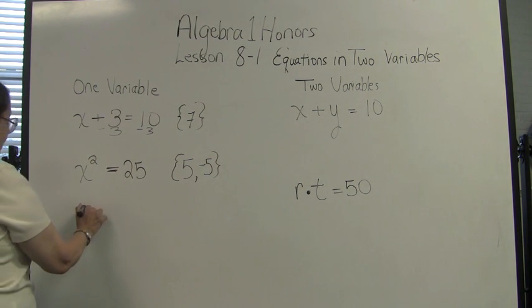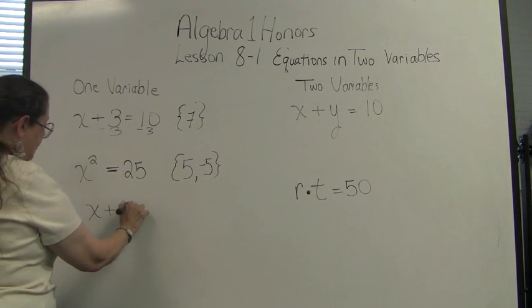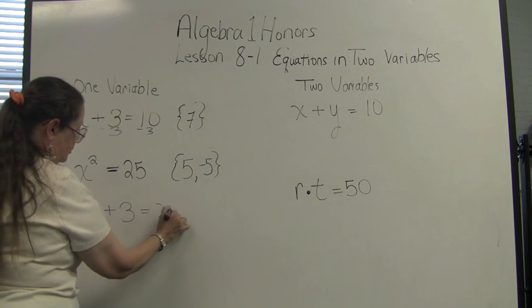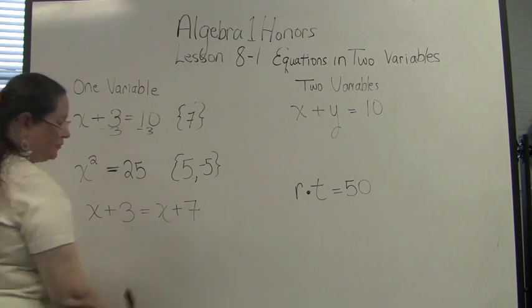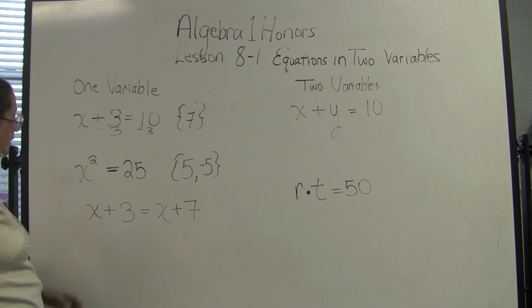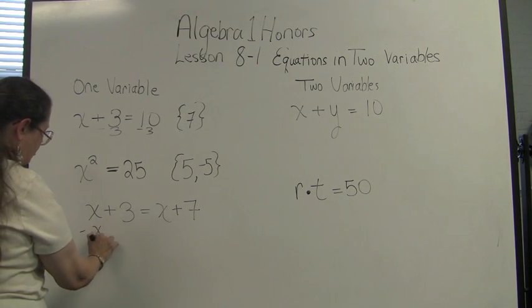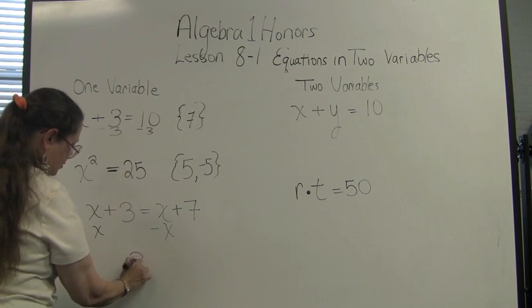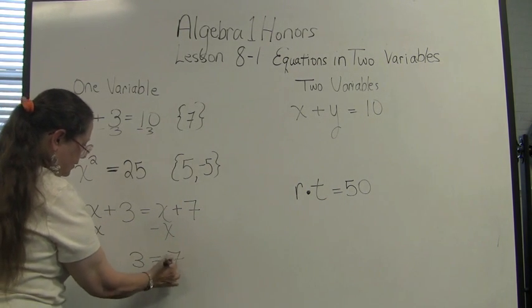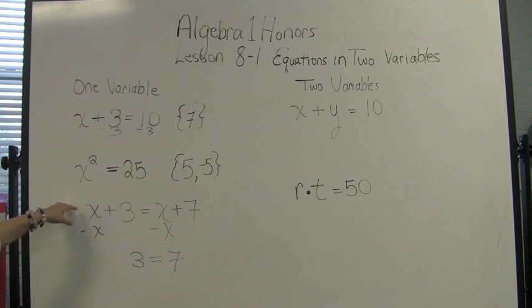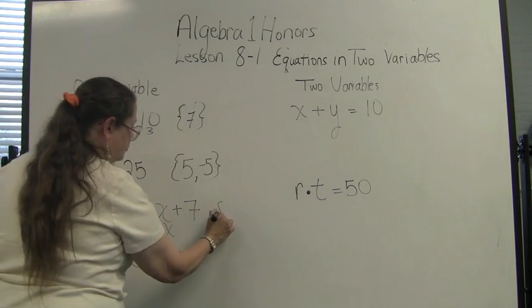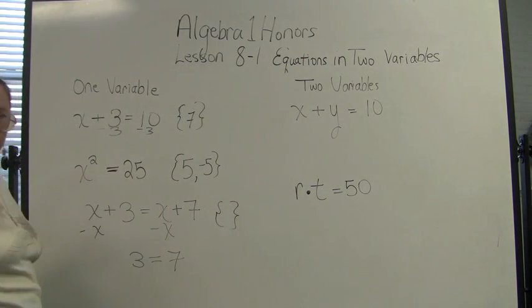If we had x plus 3 equals x plus 7, let's take x away from both sides, 1x on each side, and we get 3 equals 7. So this is an example of an equation where there's no solution. So we'd write an empty set like that.